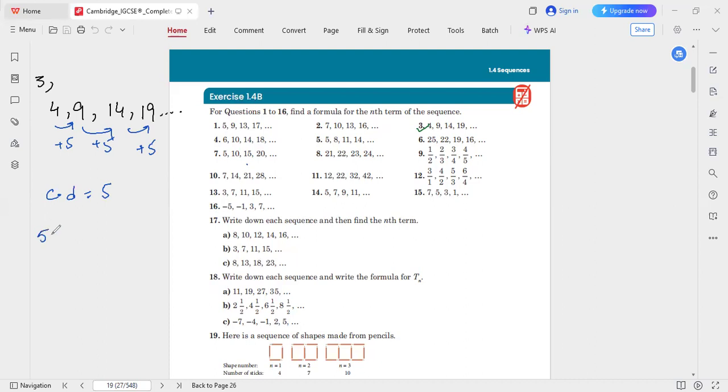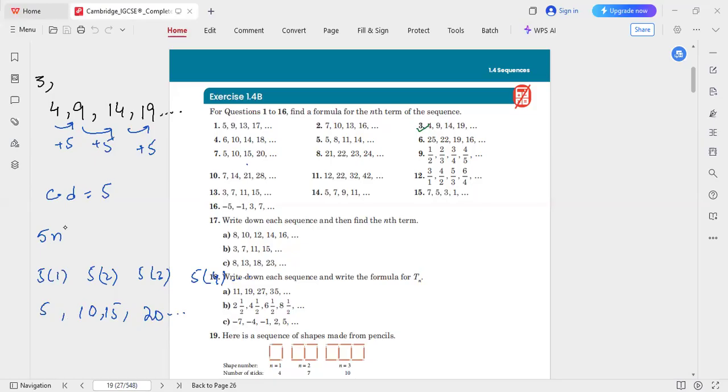So the sequence that we need to make is according to 5n. So in place of n, we can use 1, 5 into 2, 5 into 3, 5 into 4, and so on. So 5 1 times is 5, 5 2 times is 10, 15, 20, and so on.